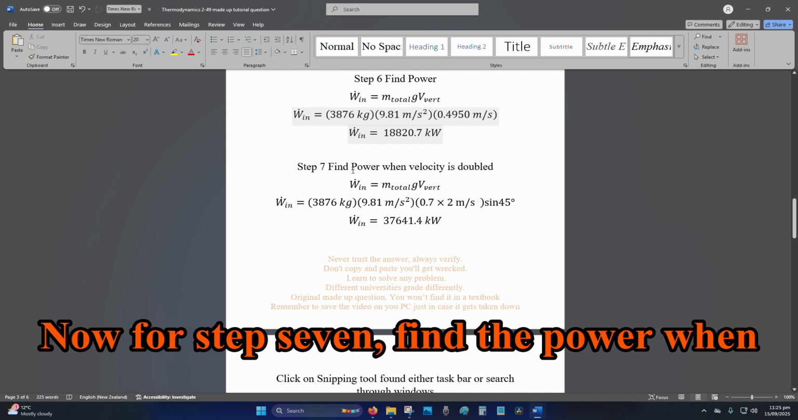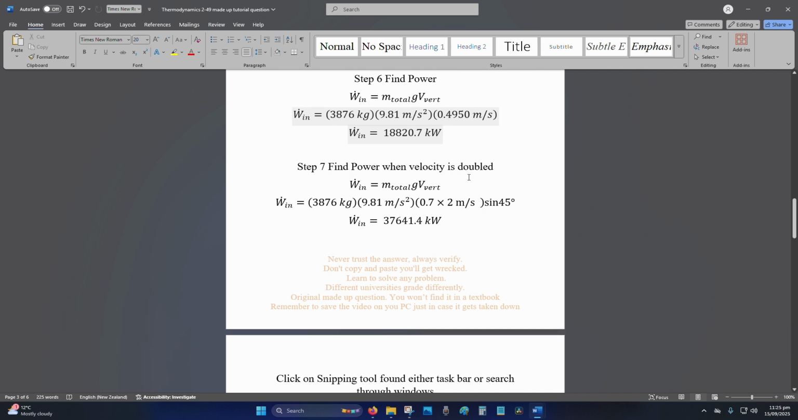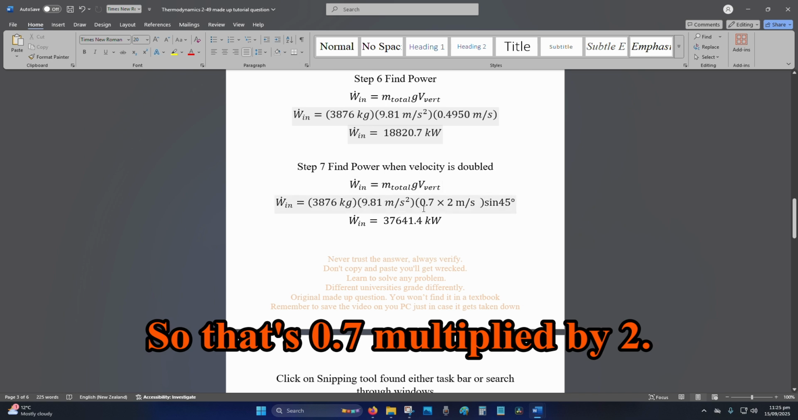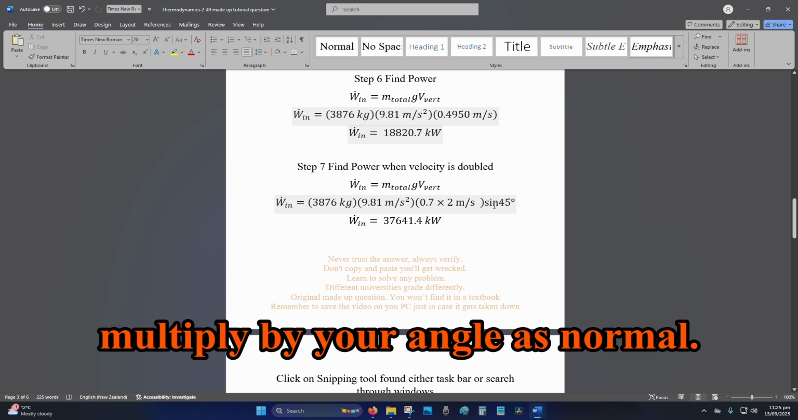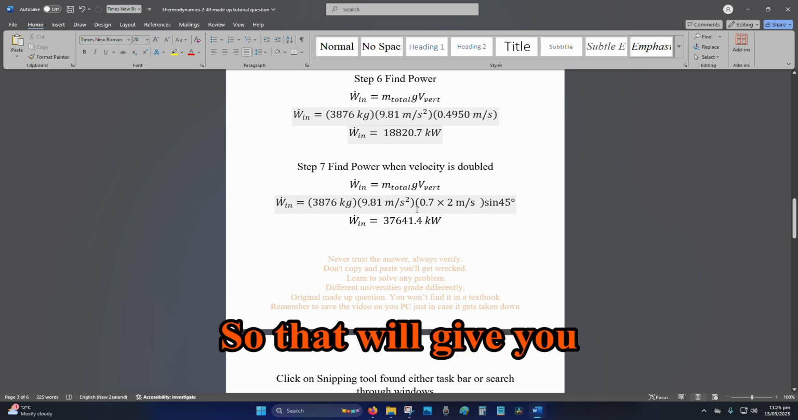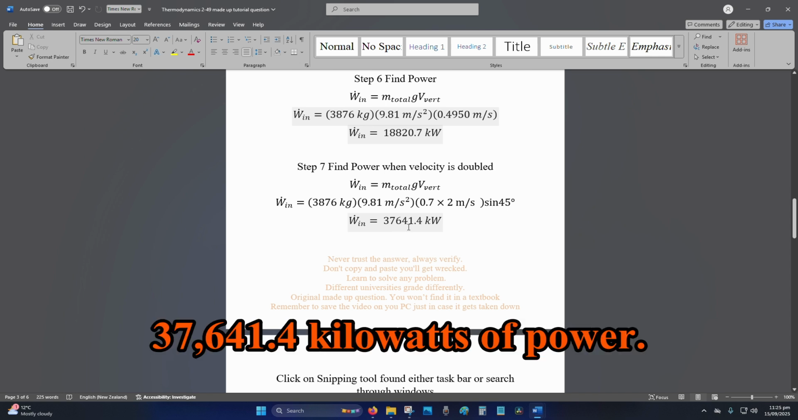Now for step 7, find the power when velocity is doubled. So that's 0.7 multiplied by 2. And then you just multiply by your angle as normal. So that will give you 37,641.4 kilowatts of power.